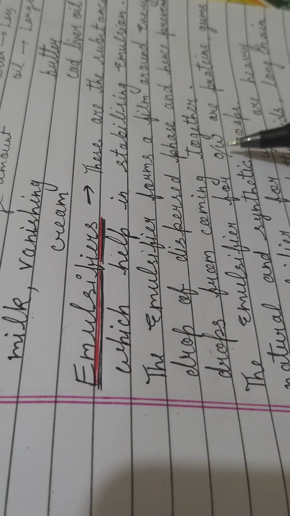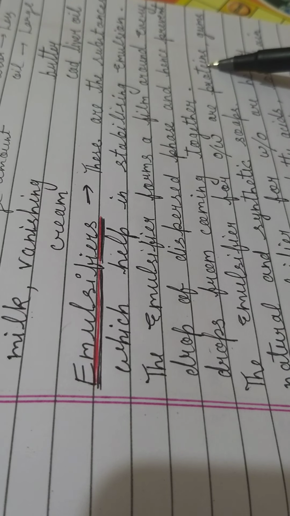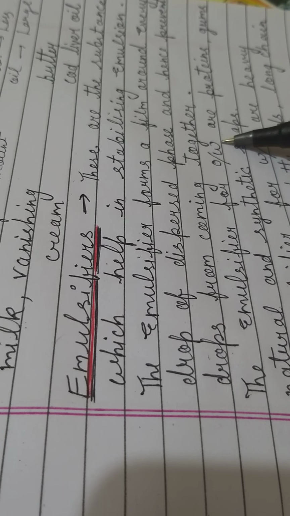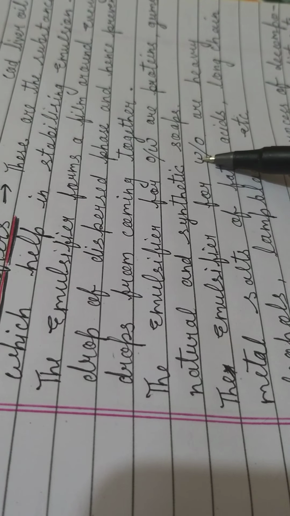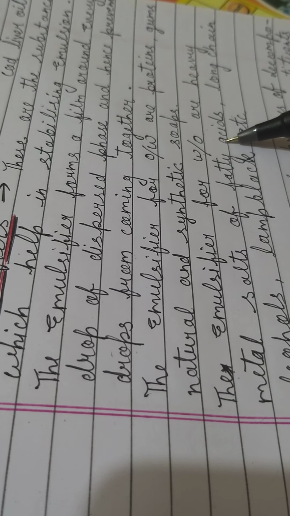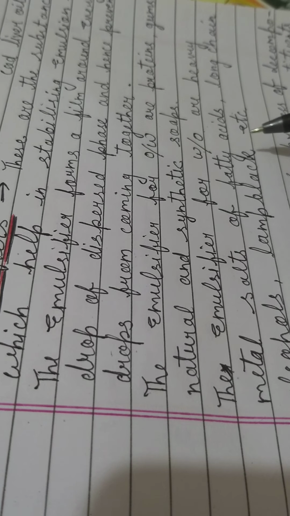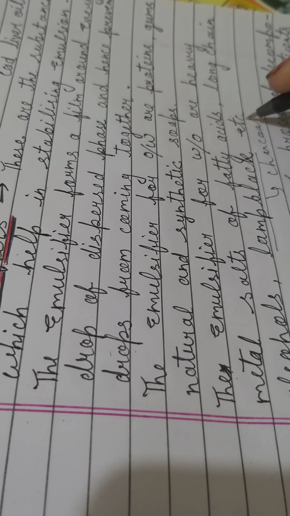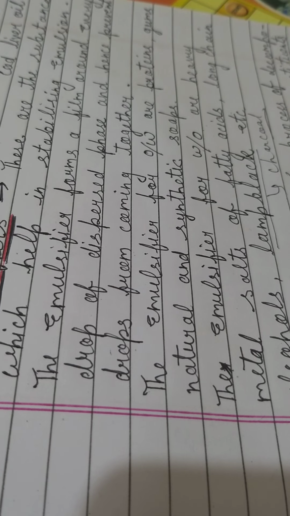Okay, now the emulsifiers for oil in water are proteins, gums, and natural and synthetic soaps. These are the best examples of emulsifiers of the oil in water type. Next, the emulsifiers for water in oil are heavy metal salts of fatty acids. A few examples you have to learn. Long chain alcohols and lamp black. Lamp black is a form of charcoal. Okay, that also helps in adsorption. This is lamp black.